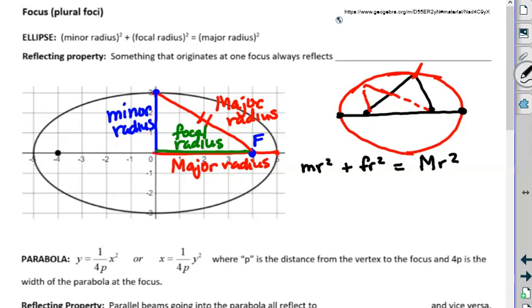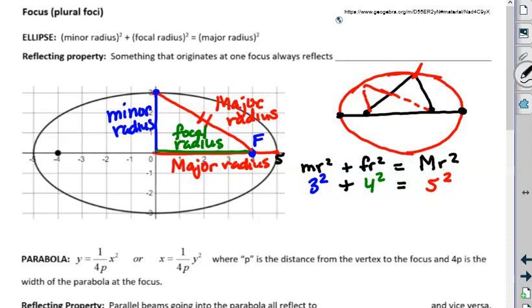We can fill in the numbers from this graph. So you can see from 0 out to here, this is 5 units. So the major radius is 5 squared. The focal radius, and I think I'll color code this so it'll match what I have here, is 4 squared. And the minor radius is 3 squared. And 3 squared plus 4 squared does equal 5 squared.